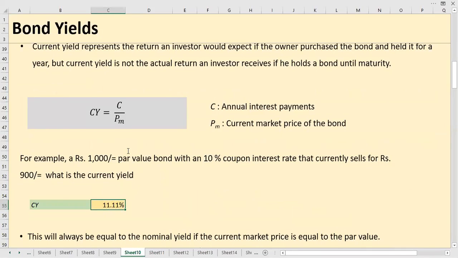The difference here is that we are not calculating the current yield based on the face value. We are calculating the current yield based on the market value. For example, if we calculate the current yield based on the face value, so instead of 900, you can put 1,000 here because it is the base value. Then your current yield would be exactly equal to the nominal yield. But since the market value is less than 1,000 rupees, it is 900, you get a higher yield than what is given as the nominal rate of 10%, that is 11.11.